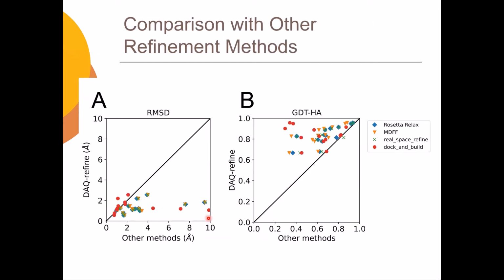These are some results. The y-axis is the RMSD after the DAQ refine. The models tested are all below 2 angstrom. Other methods include Rosetta Relax or Phenix, the refinement tool, which often do a good job, but not always. GDT-HA is basically checking the percentage of correctly assigned residue positions. DAQ refine does a better job than other methods for most of the cases.